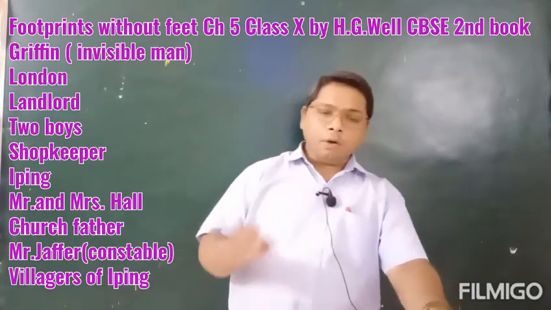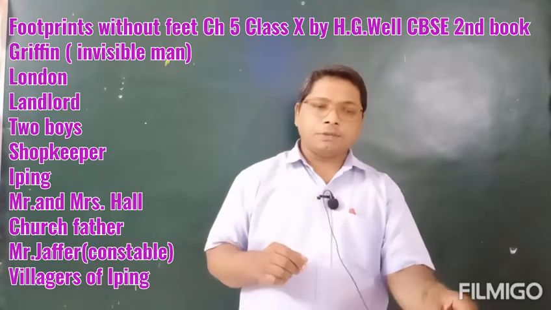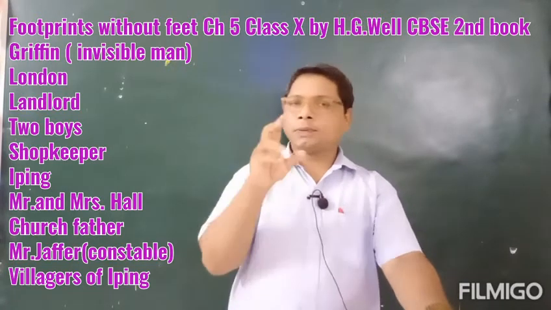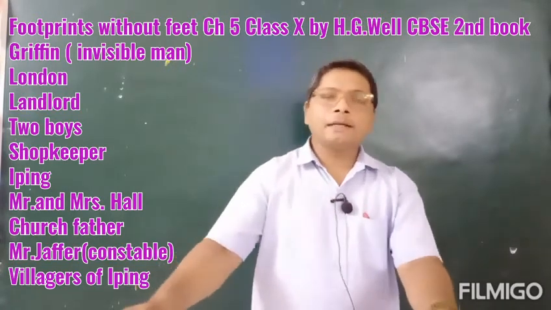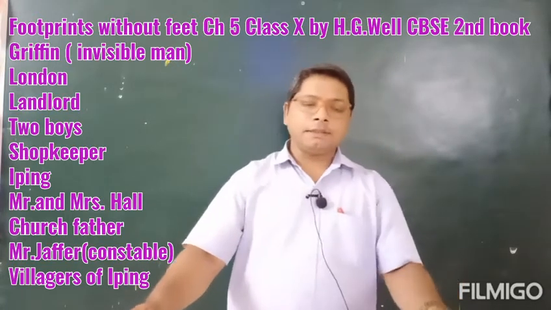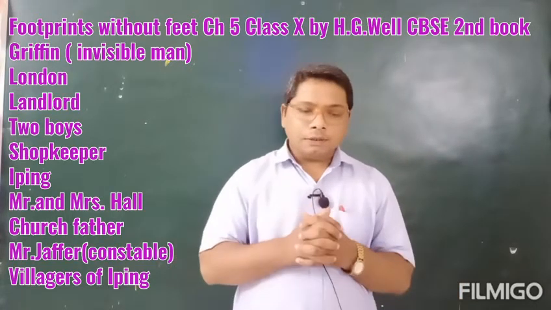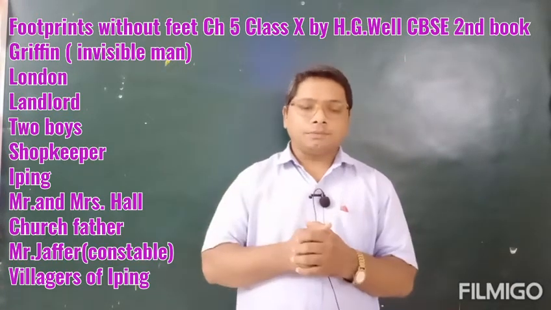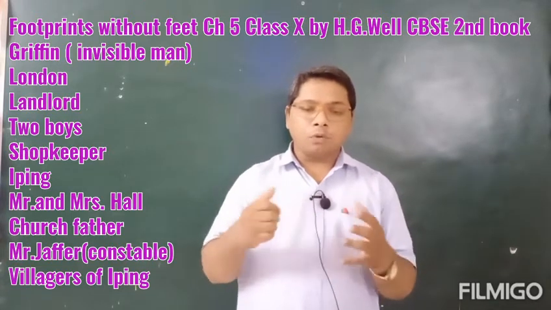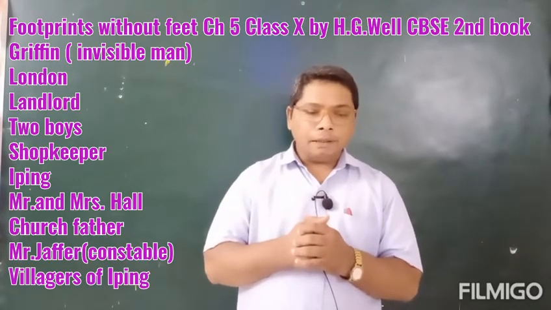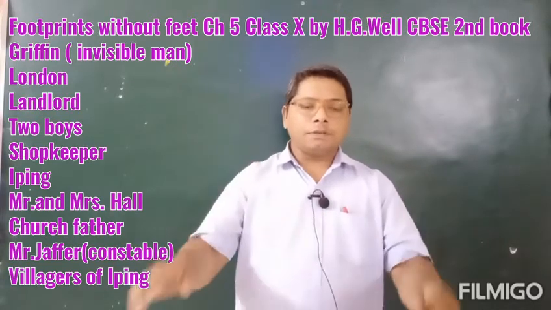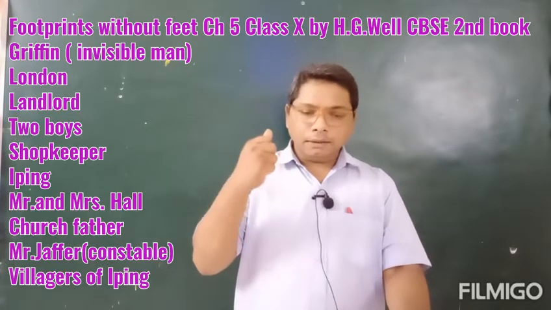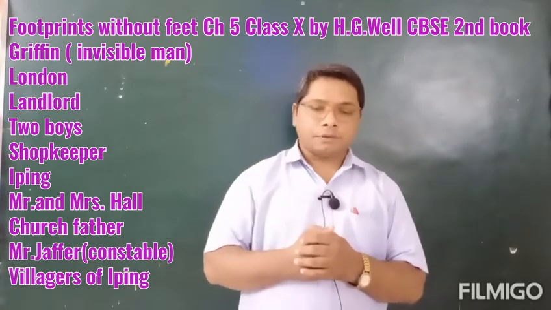So the name of the hero of this chapter, actually he acted as a villain, but he is the main character, that is why I tell you hero. The main character of this lesson is Griffin. Griffin was a brilliant scientist, and he carried on experiments for years and proved that the human body could become invisible. He swallowed some drug and became an invisible person.